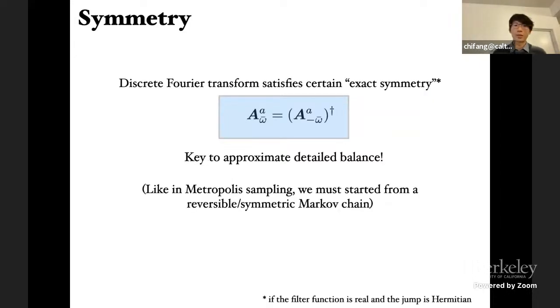One more nice thing about our construction is that this Fourier transform operator has certain exact symmetry. This is more technical, but once you have this exact symmetry, it serves as a stepping stone towards detailed balance. To draw an analogy to the classical case, there you also need to start with something that's very nice, that's reversible or symmetric. And then you can do all kinds of ways to do rejection to get detailed balance. It's very similar here. In the quantum case, once you have this exact symmetry, things become very nice. And it will lead to detailed balance, which we'll talk about in the next slide.